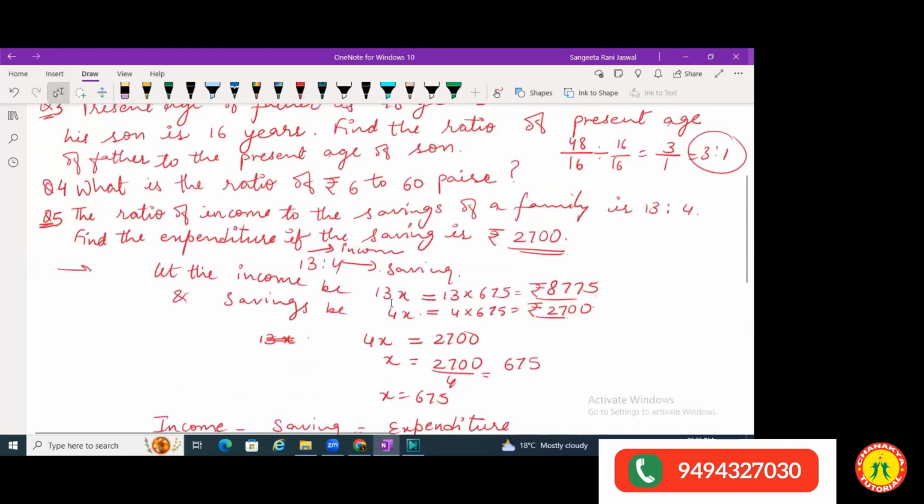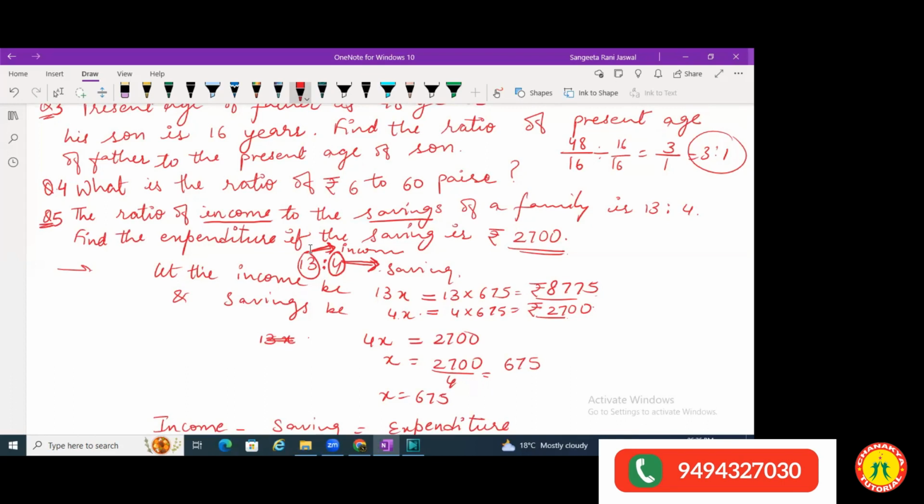How did I find 675? See here in the question it was given: the ratio of income to the saving of a family is 13:4. So 13 corresponds to the income part and 4 corresponds to the saving part. Since this was a ratio, this is not the actual saving. So I have taken, let the income be 13x. x means some multiple, some factor of that number. Then savings I have taken 4 into x. When I find the value of x, I will multiply this x with 13 and get my actual value.